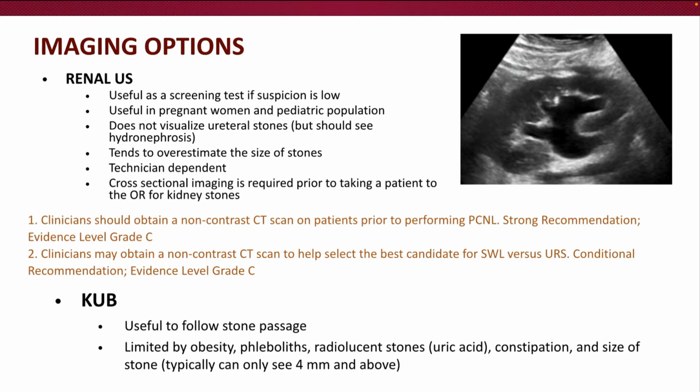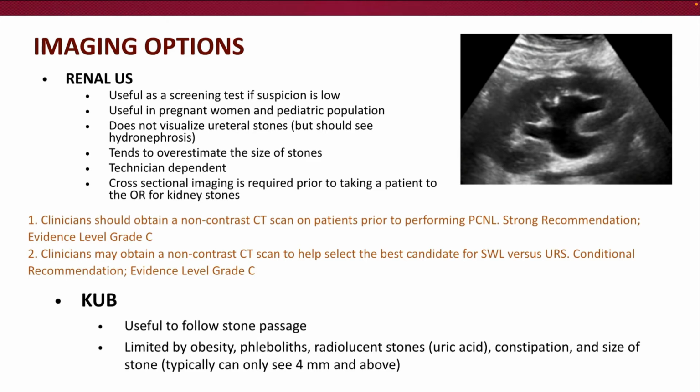It's very limited though. If you have a very obese patient, phleboliths, the calcifications in veins, will mimic stones in the pelvis. Can be very difficult to tell the difference if it's in the ureter or not. Uric acid stones do not show up on KUB. Constipated patients, they just have a lot of bowel gas, can obscure things. And they have to be around like 3-4 millimeters at least to see it. Like 3 millimeters in a skinny patient and in a bigger patient you might not see it at all, but at least 4. So it does have pretty limited use.